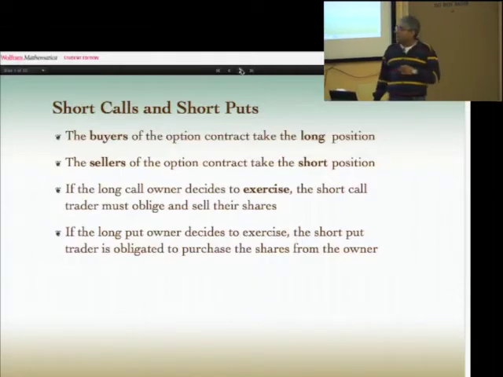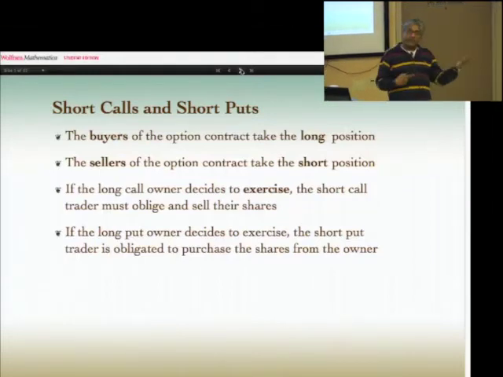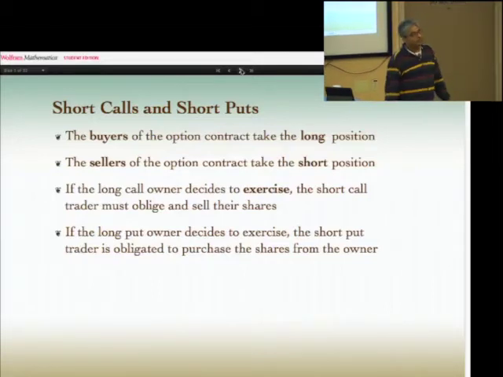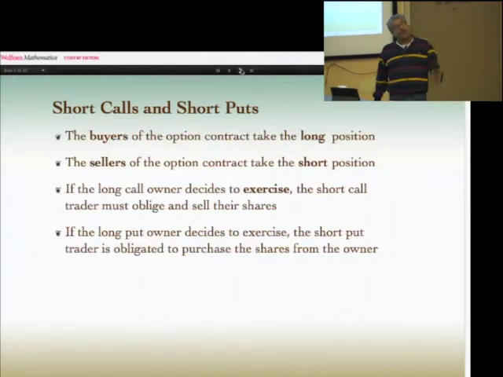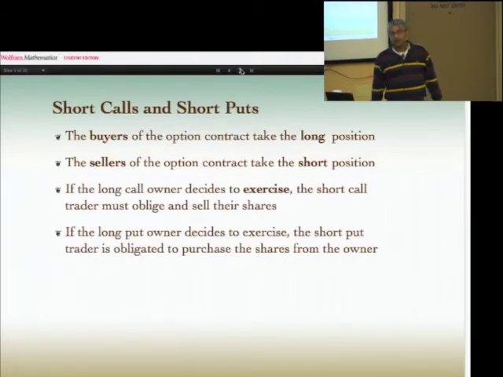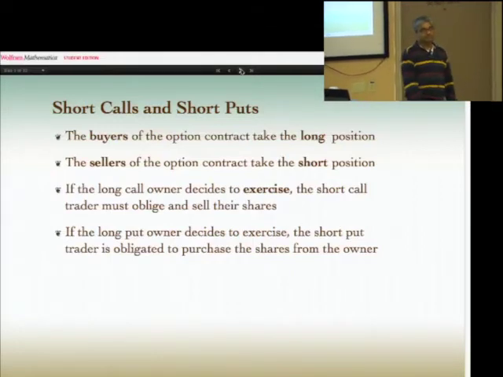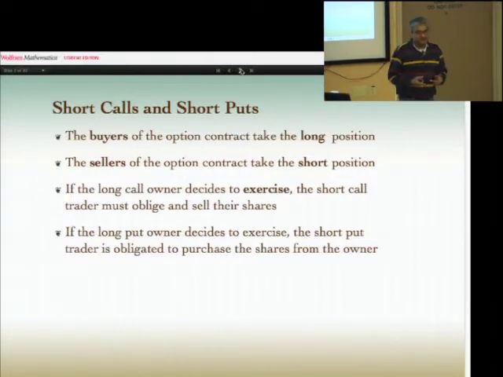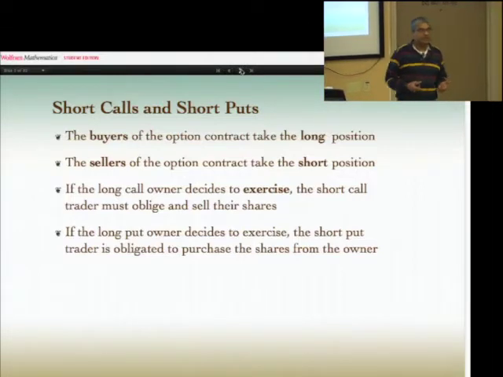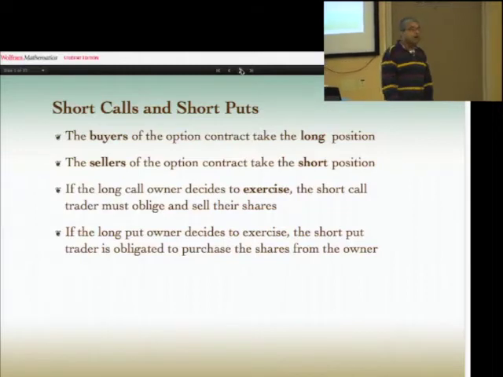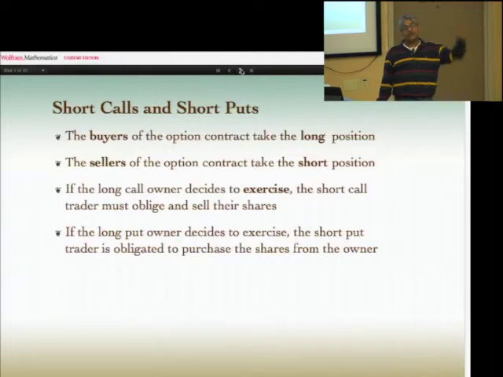So for example, if you sold a call option, somebody bought that call option. Whoever bought it obviously bought it because he or she believed that the underlying share price was going to go up. You sold the call option because you believed that the share price was going to go down. Now, one of you will be right in this equation. Either you'll be right and that person will be wrong, or you'll be wrong and the other person will be right.